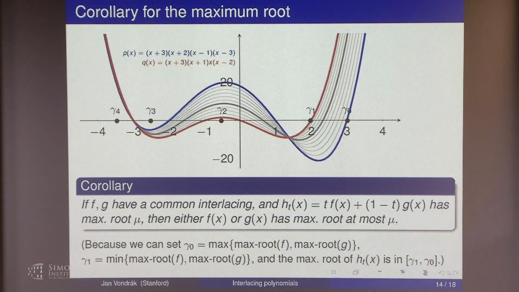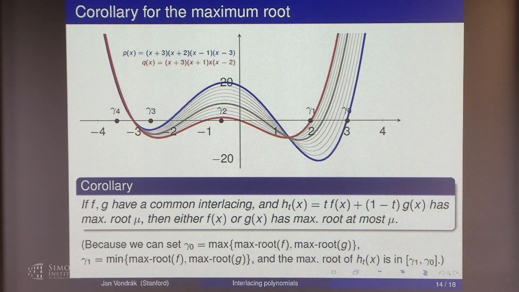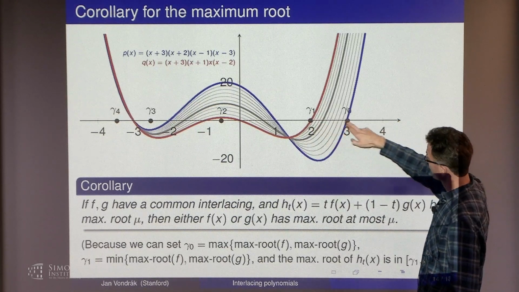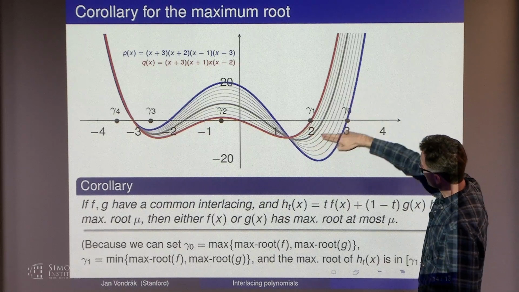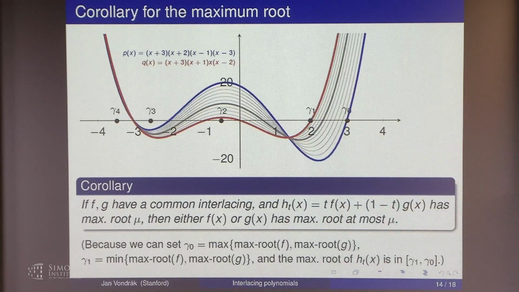That makes sense? We already proved that f and g have a common interlacing if and only if all the convex combinations are real rooted. And from this proof, it also follows that the gray polynomials are consistent with the same interlacing points. So the gray polynomial must be such that its maximum root is between gamma 0 and gamma 1. The picture is suggestive, but this is also a critical argument in the proof. Any questions about it?